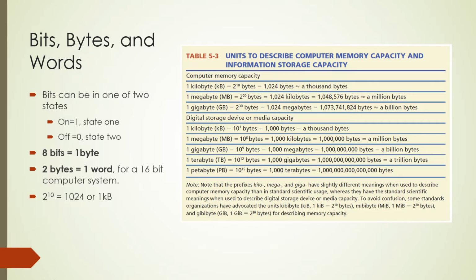In computer memory terms, because counting is done in base 2, the computer engineers settled on 2 raised to the power 10 because it gives the closest value to 1000, that is 1024. And it continues the same way with the other units.